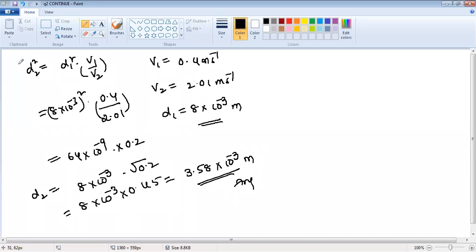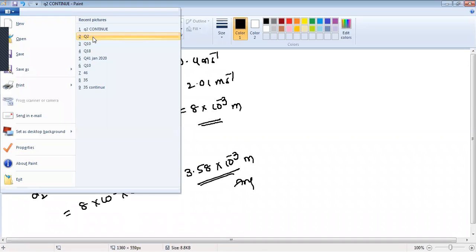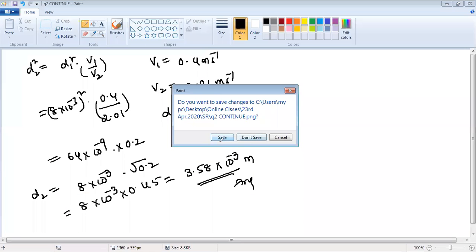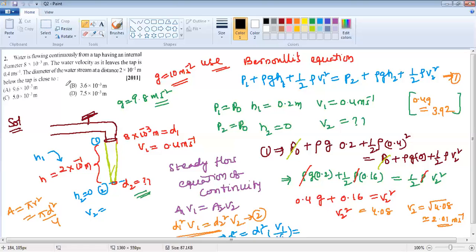You can go to the diameter. Now come to the, so approximately 3.6 into 10 power minus 3. This is our answer. Do you understand that?